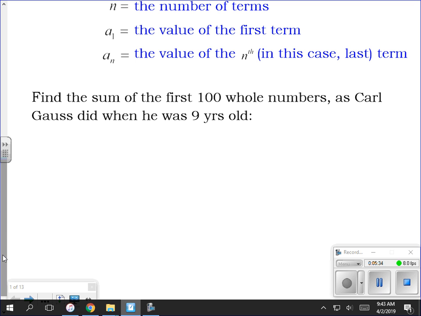Well, it took him about 2 minutes. And he was done, basically like that. And here is how he did it. So what you're doing is you're taking 1 plus 2 plus 3 plus ... 98 plus 99 plus 100, the first 100 numbers. Okay. And here's what he saw.